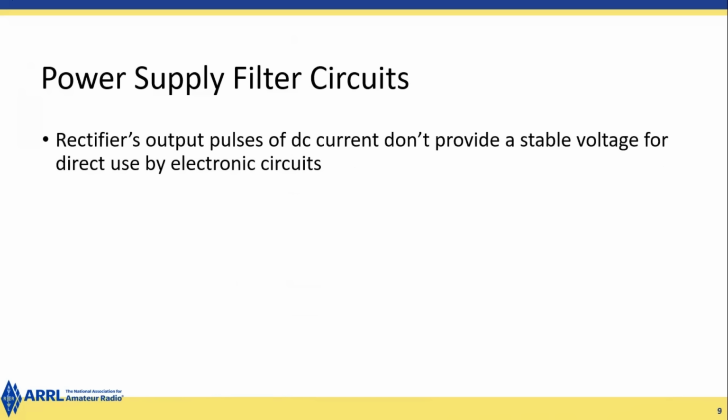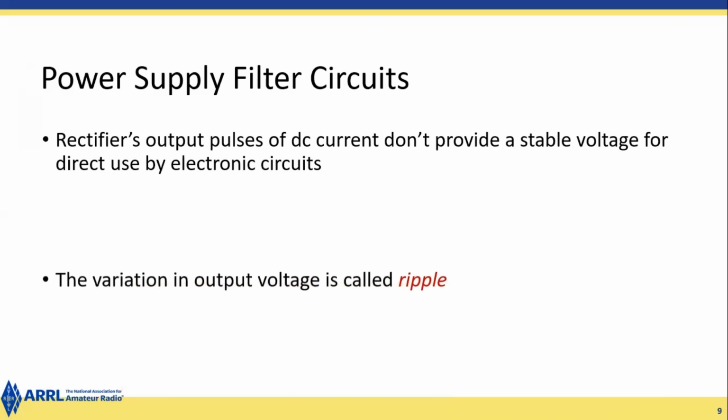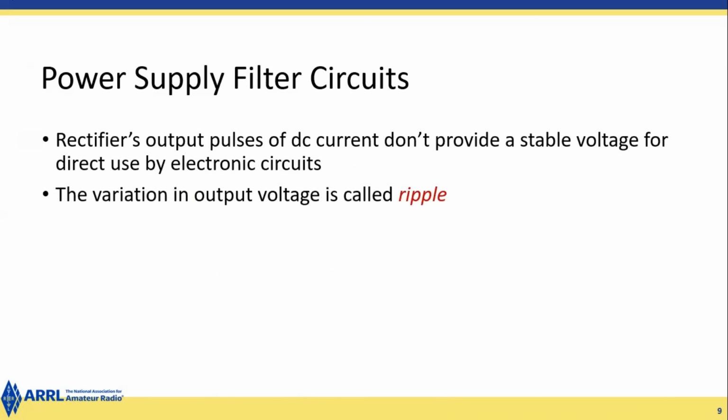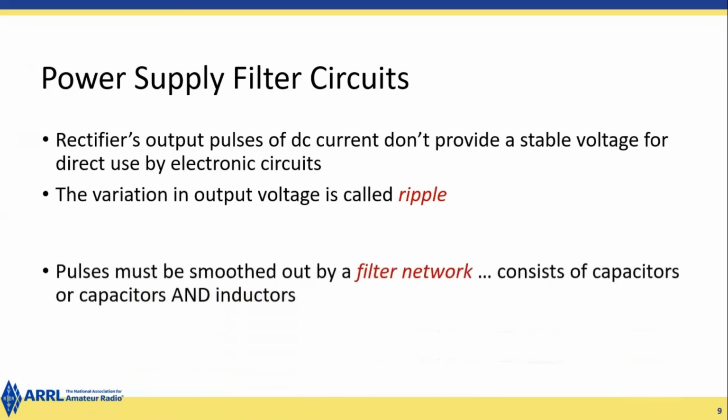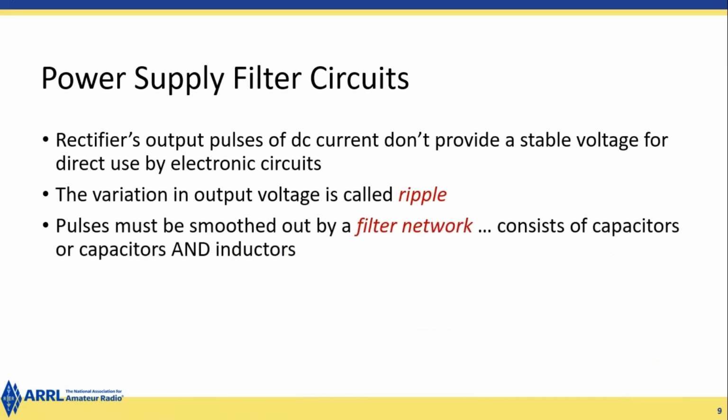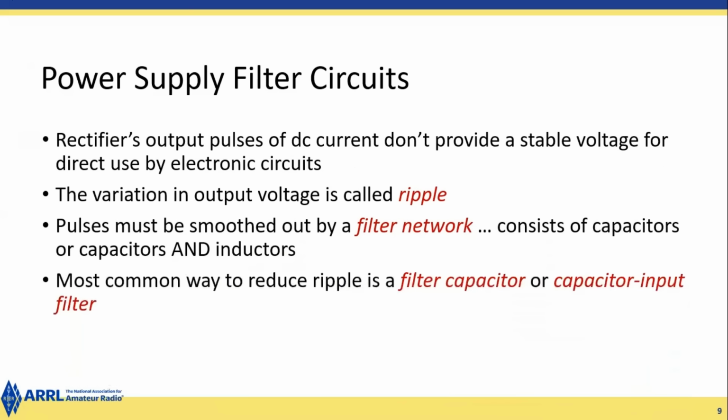Rectifier output pulses of DC current don't provide a stable voltage for direct use by electronics. The variation in output voltage is called ripple. Pulses must be smoothed out by a filter network, which consists of capacitors and inductors. The most common way to reduce ripple is a filter capacitor or a capacitor input filter.